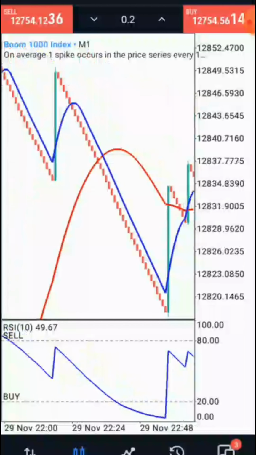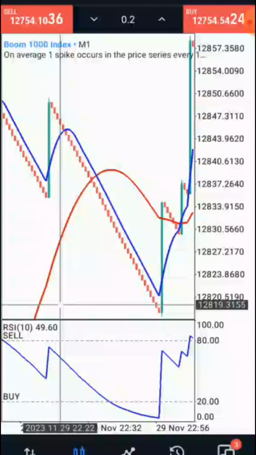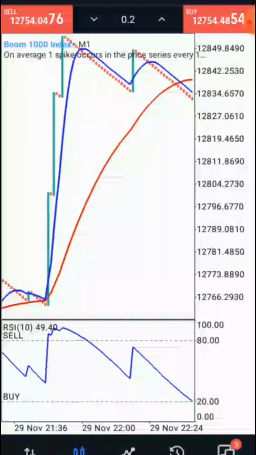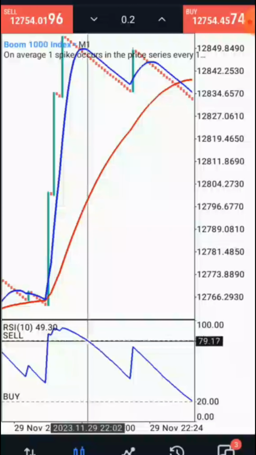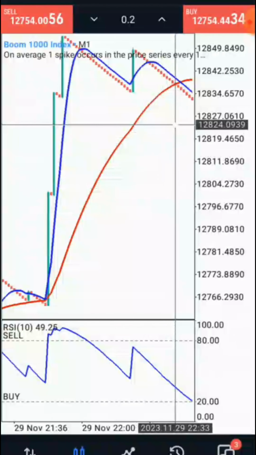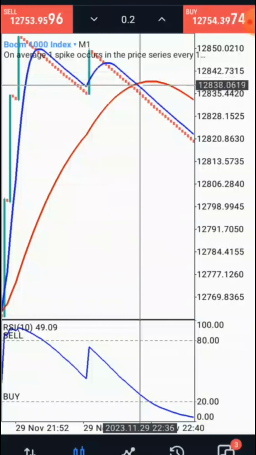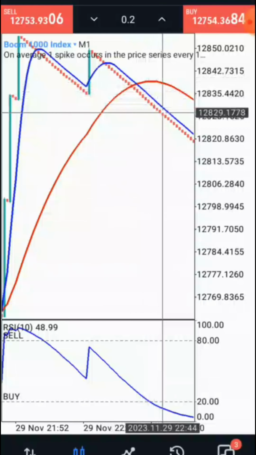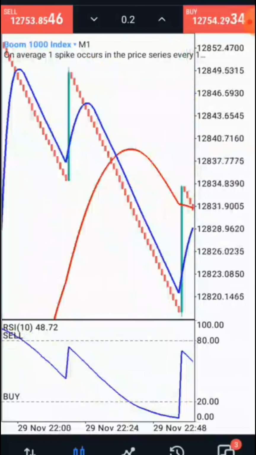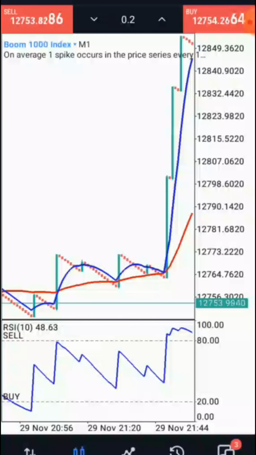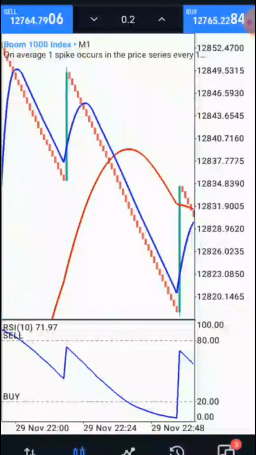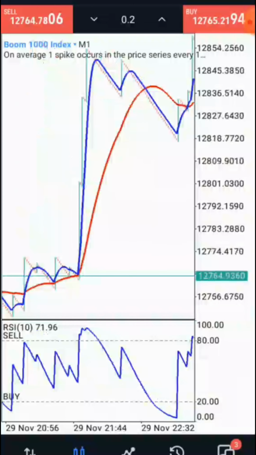And here we have again another example where the RSI first crosses below level 80 here, and then you wait for the crossover of the red and the blue line on the main chart again, and then you get your 8 candles. If you follow this condition, your chances of losing will be minimal.